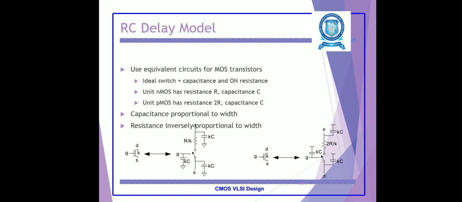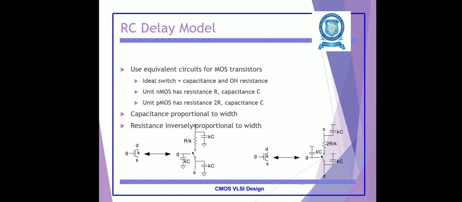This is given as ID = μn COX (W/L)[(VGS − VTN) VDS − VDS²/2]. In the saturation region, VGS is greater than VTN and VDS is greater than VGS − VTN. The generalized model of the channel resistance is independent of the operating region, so we write Rn = 1 divided by βn (VDD − VTN).